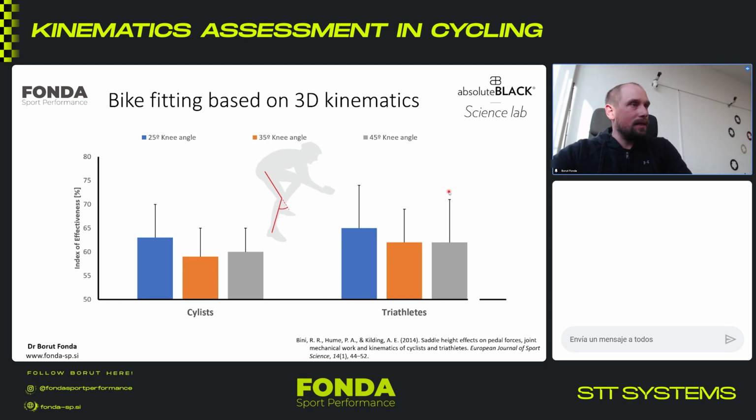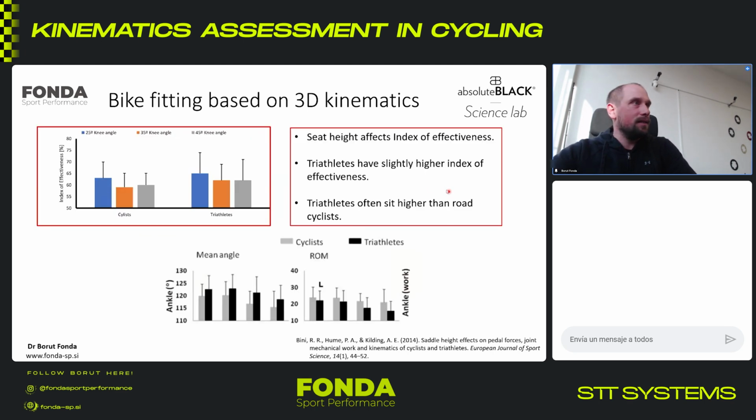So they looked a little bit further into this. Why do triathletes exhibit higher index of effectiveness compared to cyclists? And when they looked at, for example, what's happening at the ankle, they saw that the mean angle, so the position of the foot with respect to the horizontal, is a lot more in plantar flexed position in triathletes. So you see the black values here are bigger than the gray ones, which correspond to cyclists.